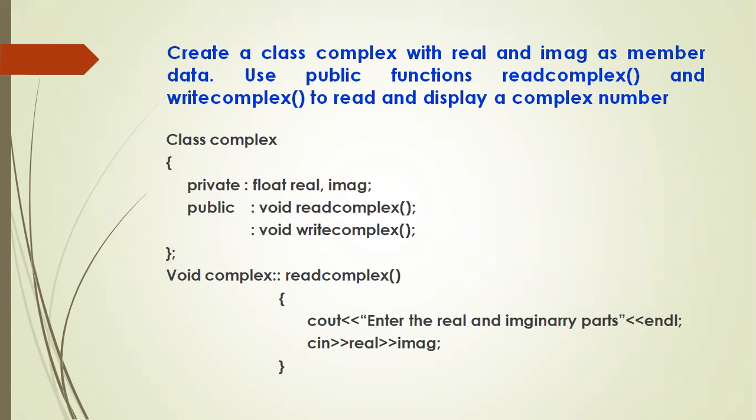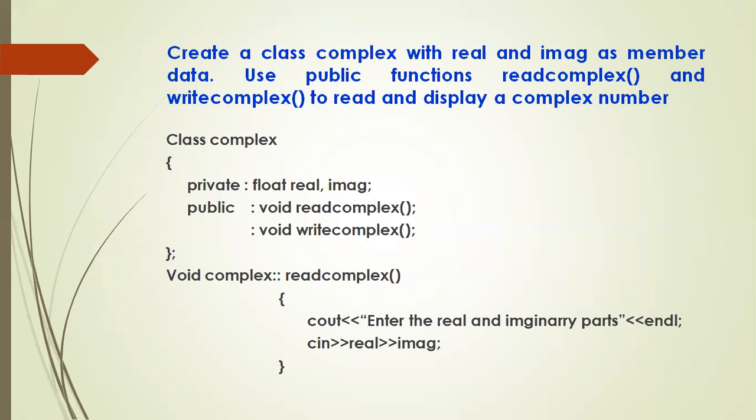Let us start with the first example. Create a class complex with real and image as member data. Here the class name is complex and the member data of this class are real and image. And use public functions read complex and write complex. The purpose of read complex is to input the value for real and image. And the purpose of write complex is to display the complex number in the complex number format of a plus ib. But the actual statements for these two functions, we already studied in our last class.